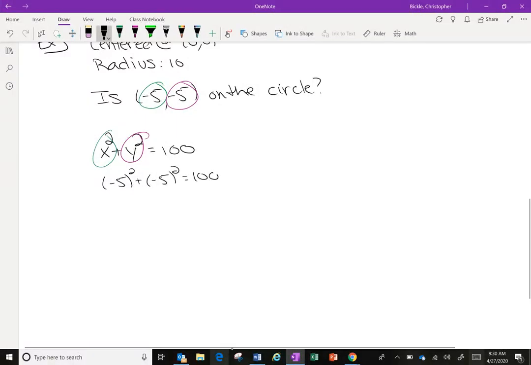And we want to know, is that true? Well, (-5) squared is 25, and (-5) squared is 25. Does that equal 100? 25 plus 25 is 50. Nah, that's not true. So -5, -5 is not on the circle.